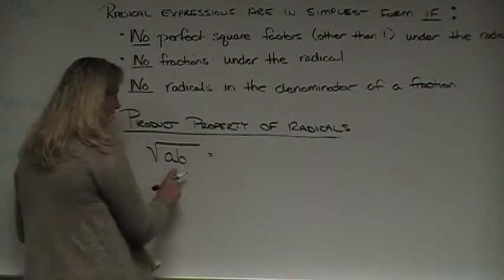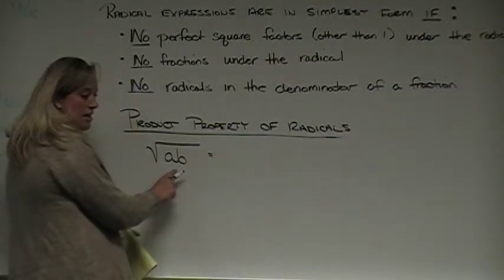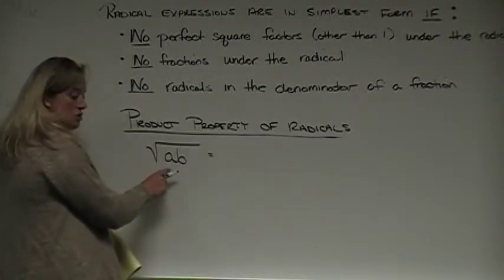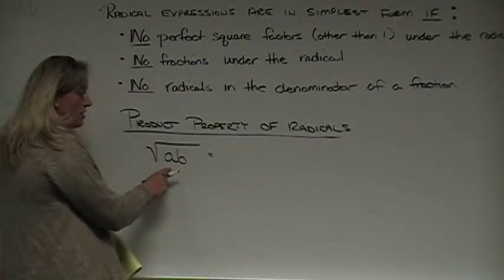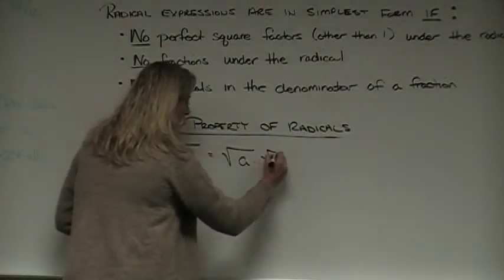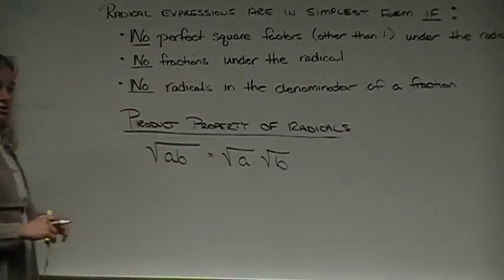Now, we're going to take this product, this AB, and break it up into separate radicals. So to simplify the square root of A times B, or the square root of AB, we're going to break it up into the square root of A times the square root of B. And that's what I'm going to show you how to do today.